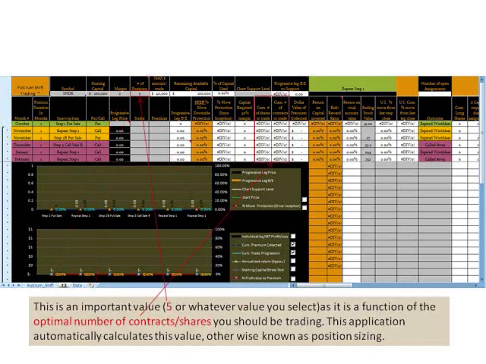This is an important value, 5 or whatever value you select, as it is a function of the optimal number of contracts/shares you should be trading. This application automatically calculates this value, otherwise known as position sizing.